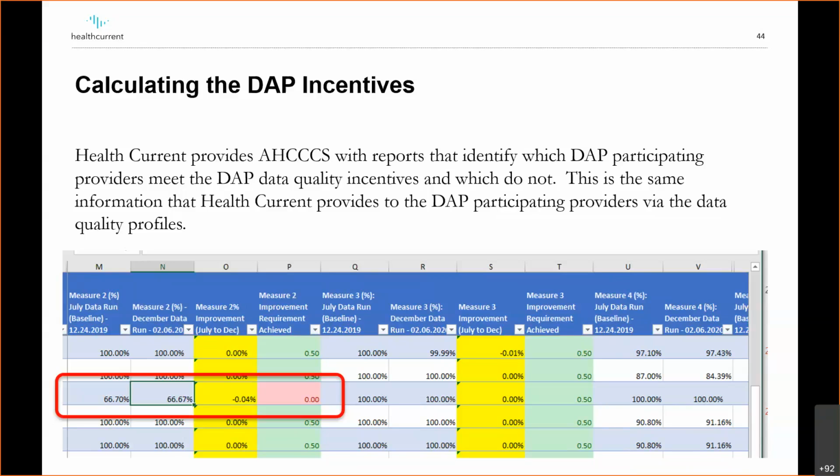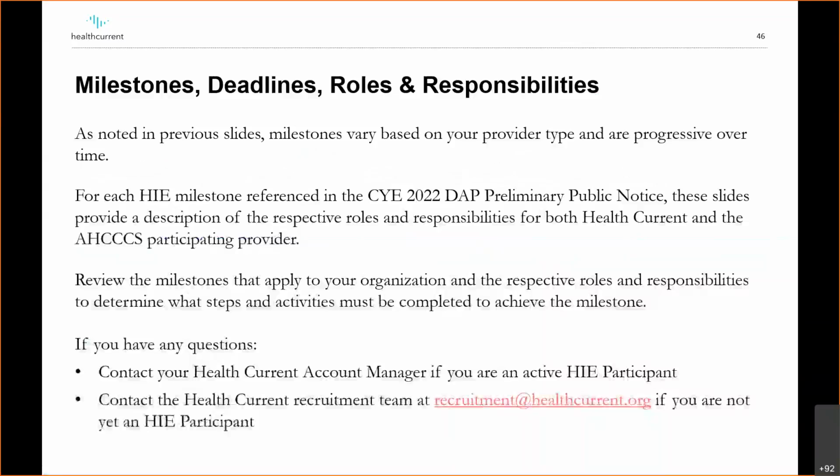Next slide. All right, so I'm going to let Jamie go through these last points. I think we should skim through this, Jamie, just to make sure we've got time for Q&A. But this section really talks about, for each of the milestones Jamie covered earlier, what the deadlines are, what the roles and responsibilities are, what our team will do in support of your organization, and what we expect you to do.